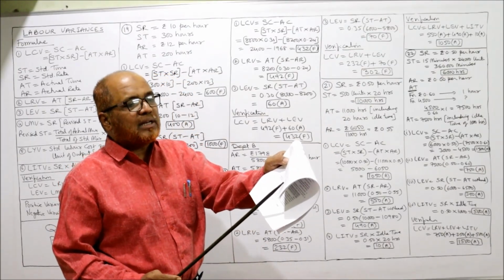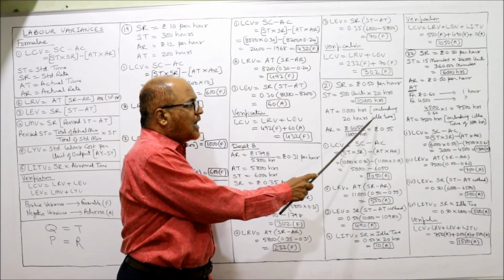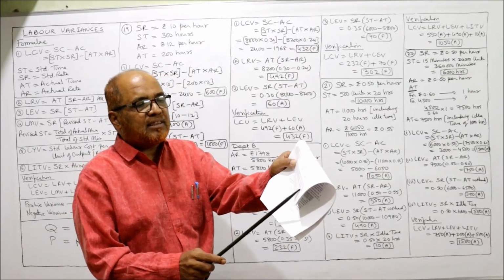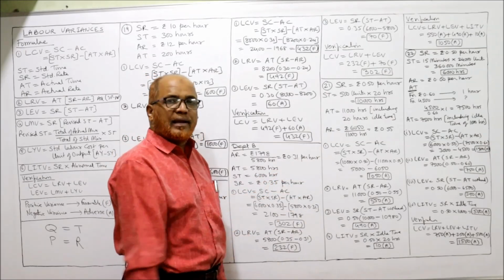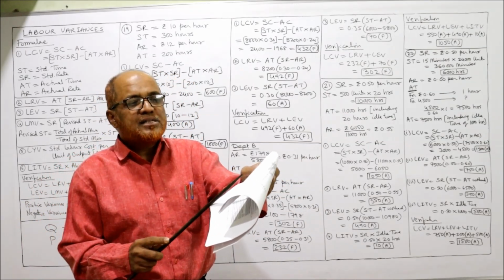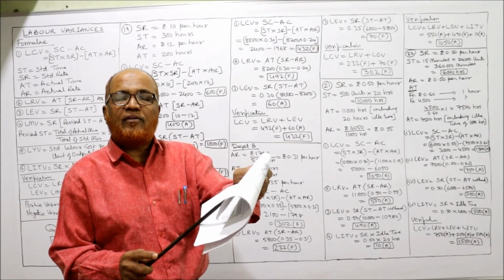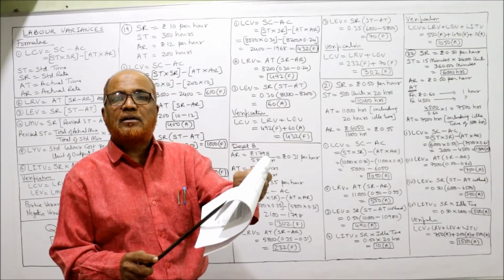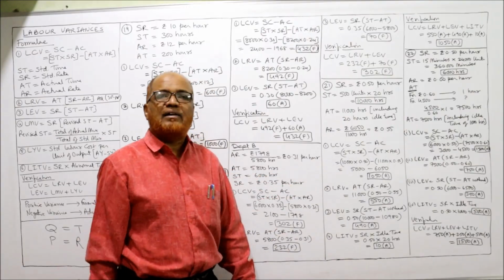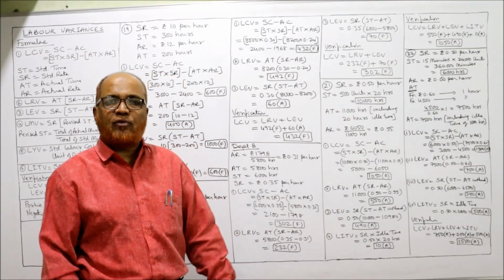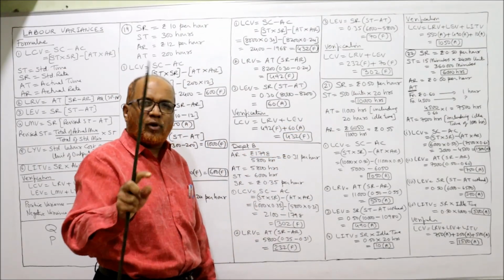Actual time. The total actual time is 11,000 hours, including 20 hours idle time. In this 11,000 hours, 20 hours are idle time. Actual rate. How much total wages paid? 6,050. The wages paid are 6,050 for a time of 11,000 hours. So per hour how much? 6,050 divided by 11,000, 0.55 is the actual rate. All the four items we have: standard rate, standard time, actual rate, actual time.